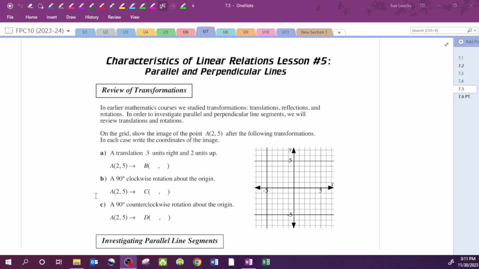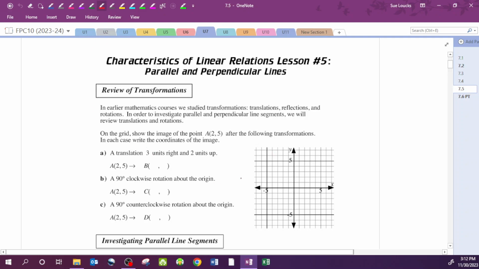Hi, everybody. We are on lesson 5 of chapter 7 on characteristics of linear relations. We're talking about parallel and perpendicular lines today. So we're just going to do a really quick review of transformations. Don't worry about this. I don't think this is used much in this unit. I haven't looked through the whole thing, of course, but I don't think it's a big deal.